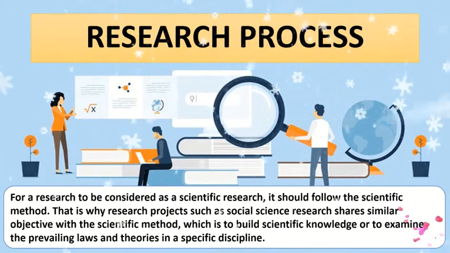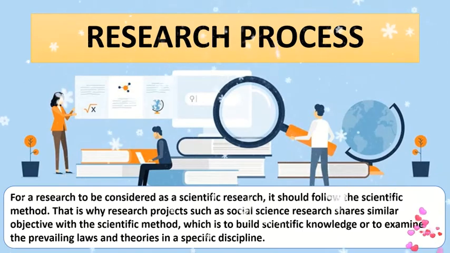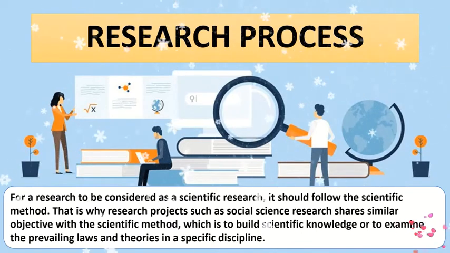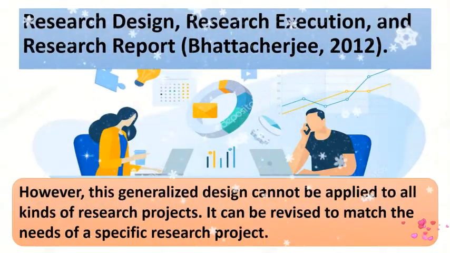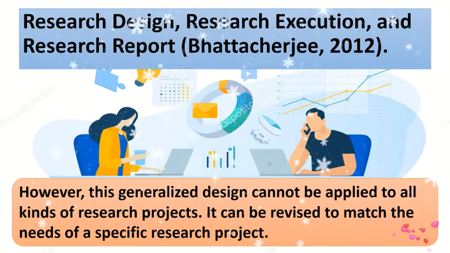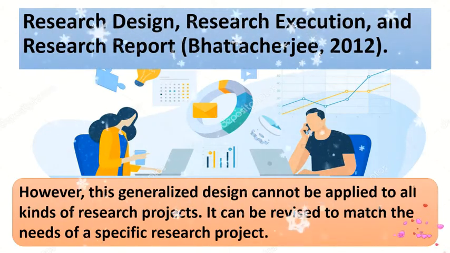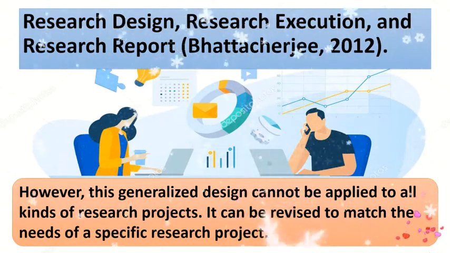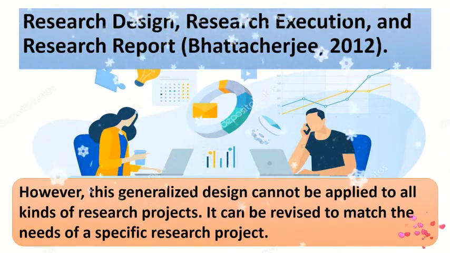That is why research projects such as social science research share a similar objective with the scientific method, which is to build scientific knowledge or to examine the prevailing laws and theories in a specific discipline. Research design, research execution, and research report, according to Bhattacharjee 2012. However, this generalized design cannot be applied to all kinds of research projects. It can be revised to match the needs of a specific research project.